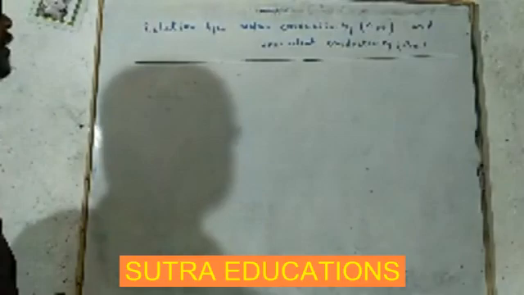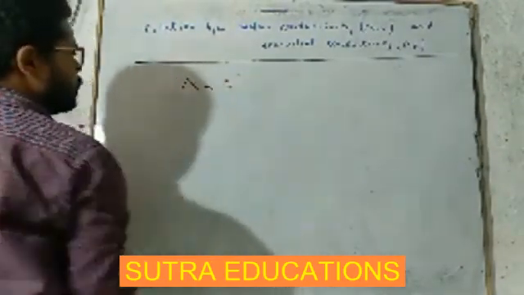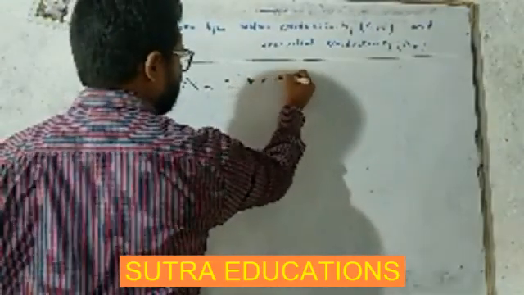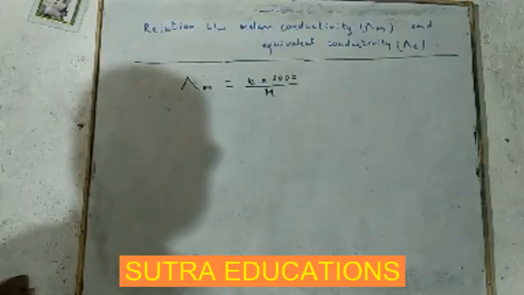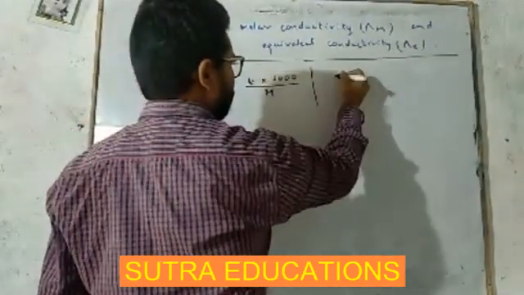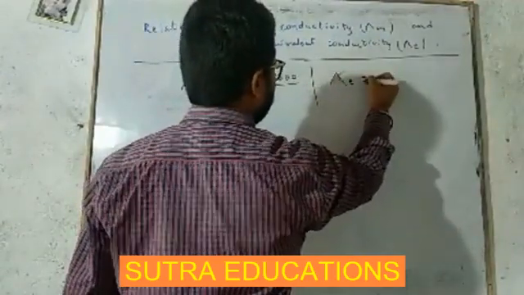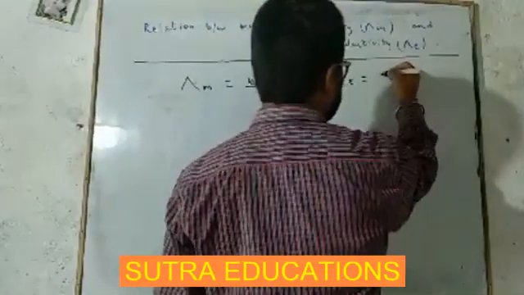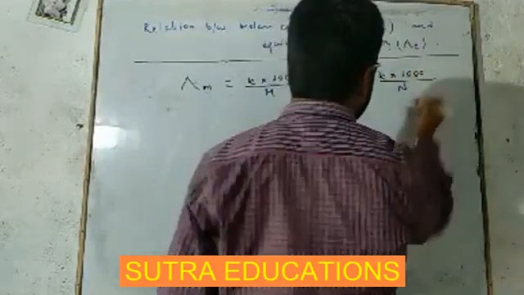What is molar conductivity? Molar conductivity is kappa into 1000 by molarity, capital M. What is equivalent conductivity? Equivalent conductivity is kappa into 1000 by normality.